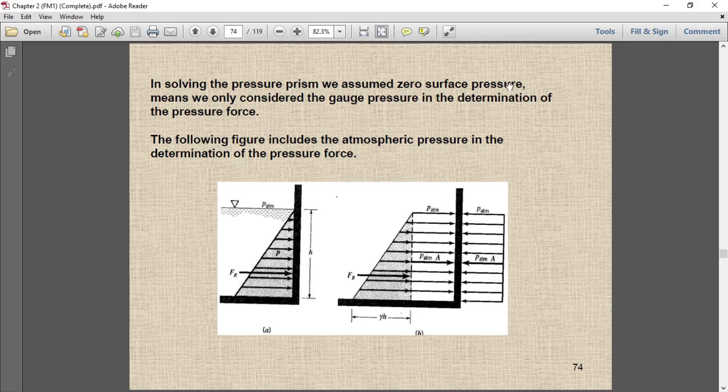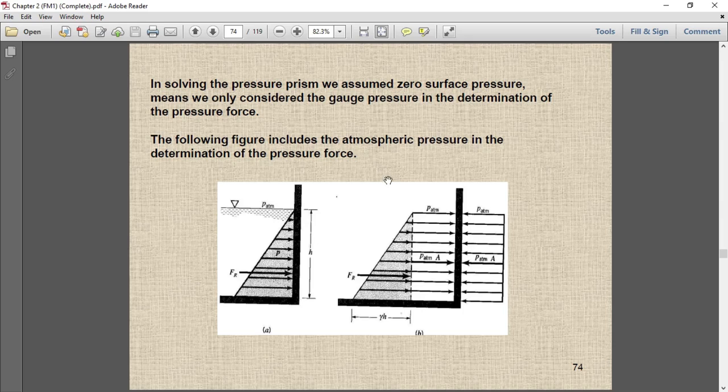So zero surface pressure means we only consider the gauge pressure in the determination of the pressure force, as I said earlier. The following figure includes the atmospheric pressure in the determination of the pressure force. So if we do not ignore the atmospheric pressure, how will it appear in the pressure distribution? If we ignore the atmospheric pressure, it will come like this.